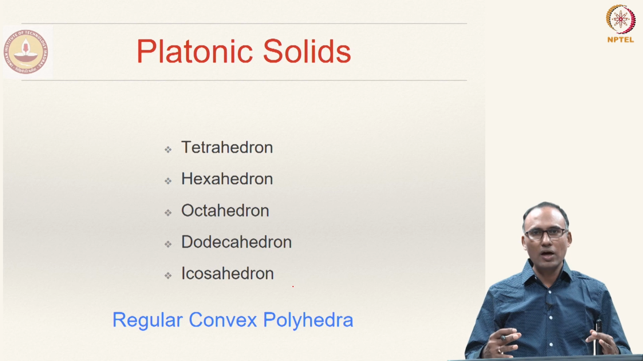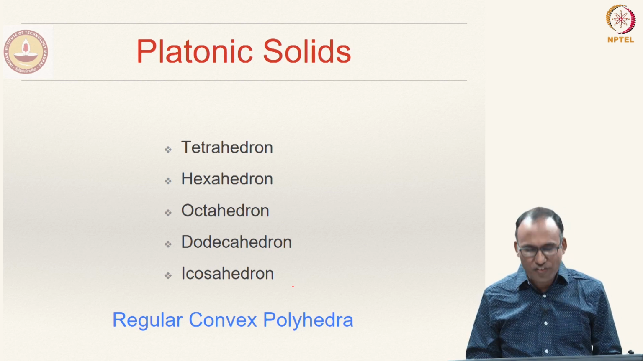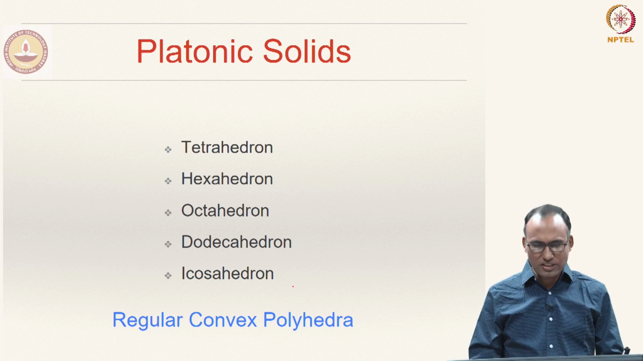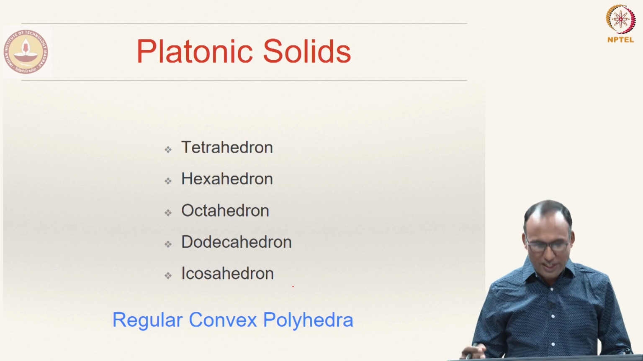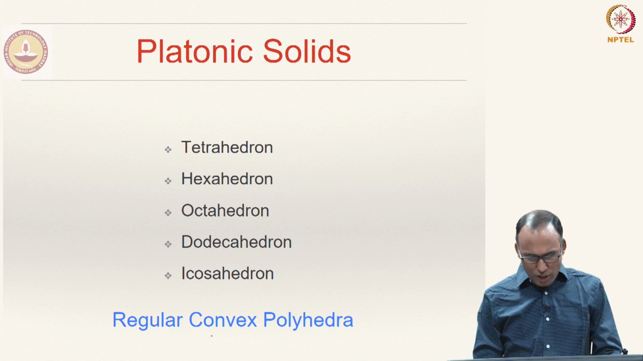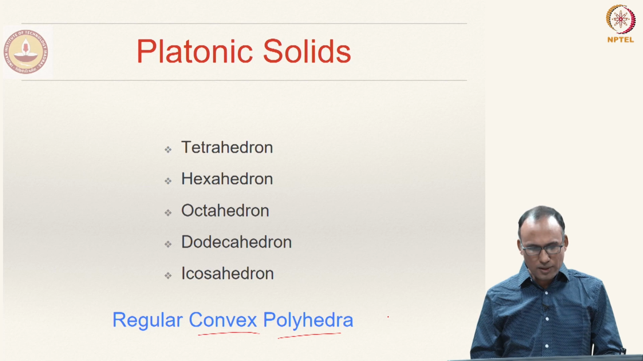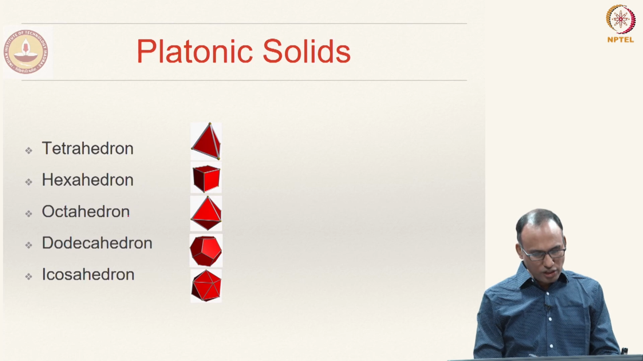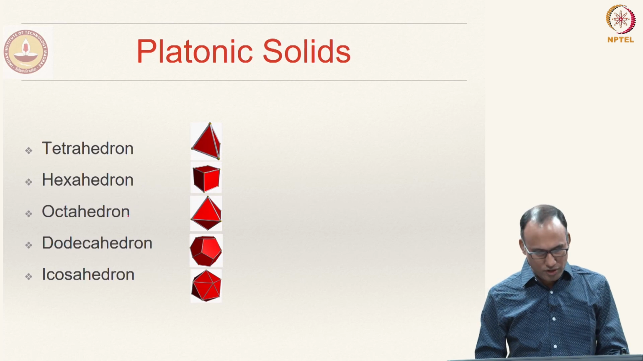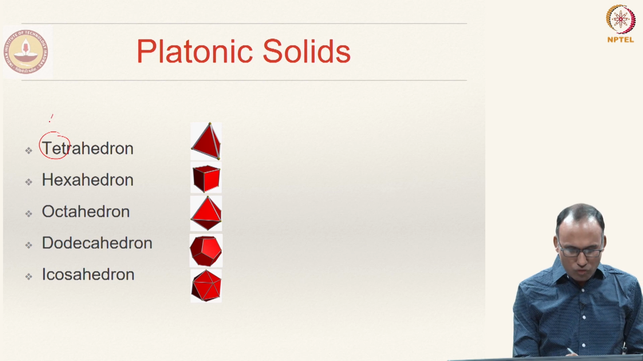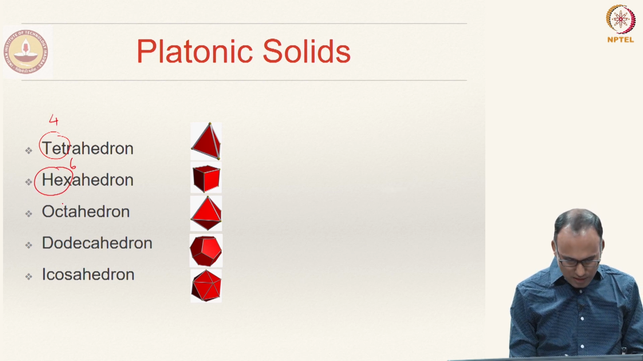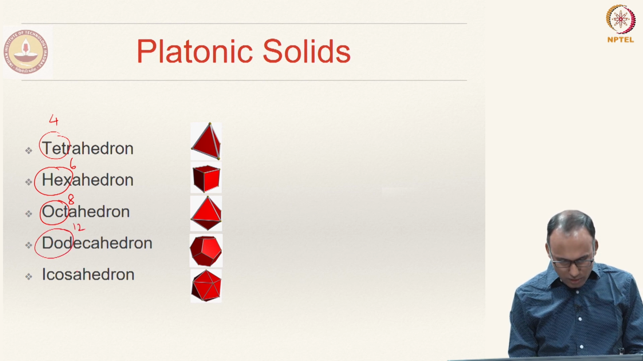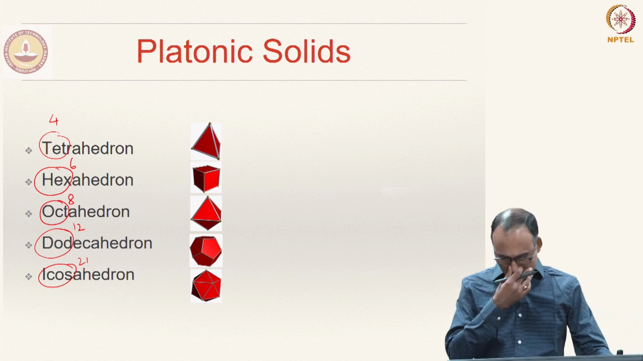To begin with, we will talk about something called platonic solids. The solids which are called regular solids are classified into 5 categories known as platonic solids. They are named after the Greek philosopher Plato, and these are also known as regular convex polyhedra. These 5 of them are named tetrahedron, hexahedron, octahedron, dodecahedron, icosahedron. Tetra means 4, hexa means 6, octa means 8, dodeca means 12, icosa means 20.